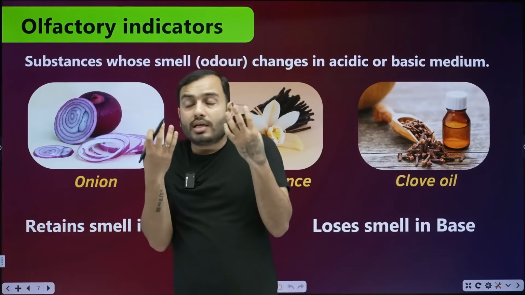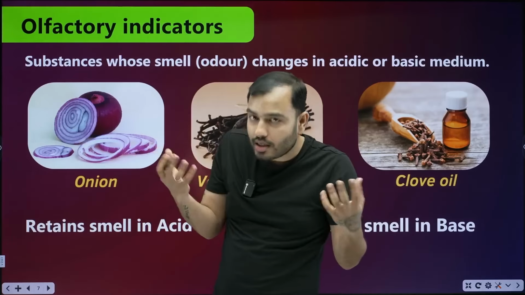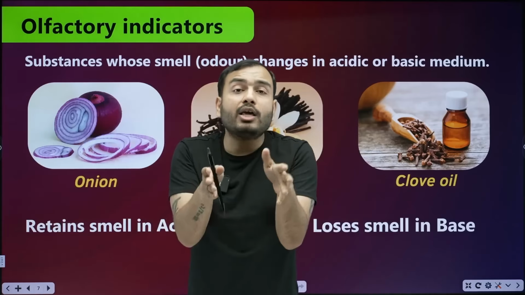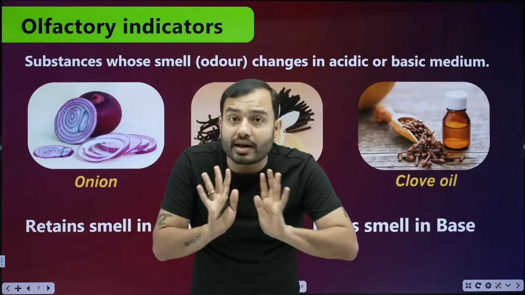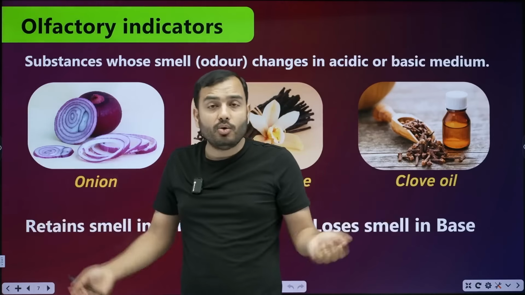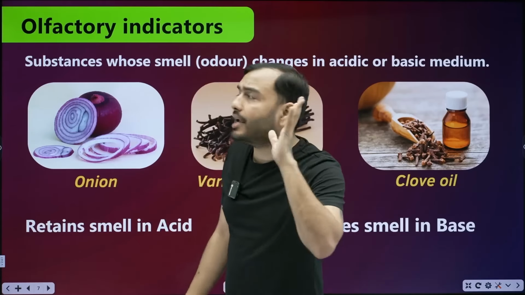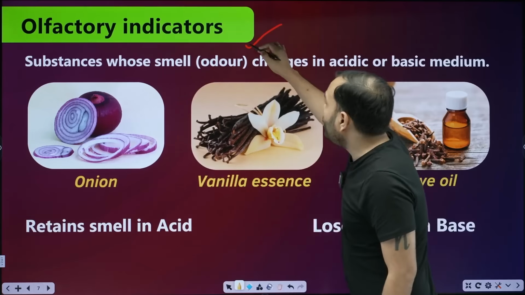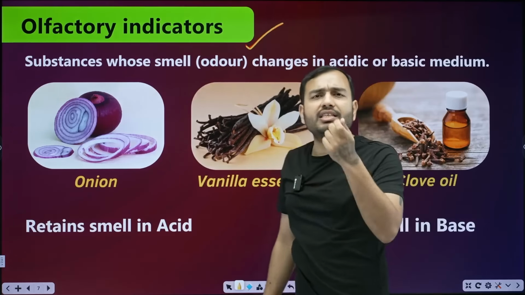Now let's assume someone is unable to see because they have no vision. Since someone is blindfolded, how would they know if something is acidic or basic? They wouldn't be able to see the colors. Suppose someone is colorblind. For such people, olfactory indicators were made. What is it? Olfactory indicator. Olfactory is related to smell.